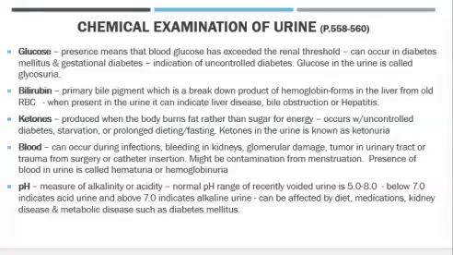Another test on the urinalysis indicator strip is bilirubin. It's the primary bile pigment from the breakdown product of hemoglobin from old red blood cells. It can be present in the urine when there's an indication of liver disease or bile obstruction or even hepatitis. Another test or pad on the indicator strip is ketones.